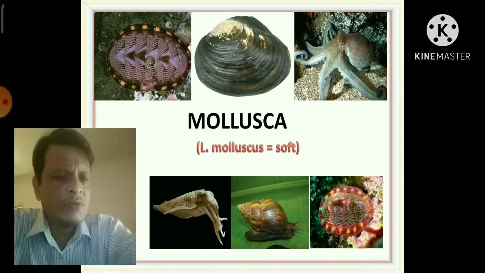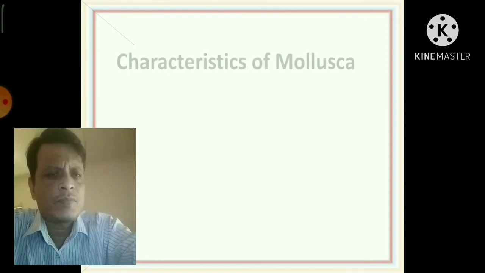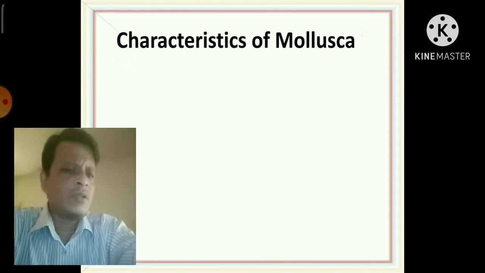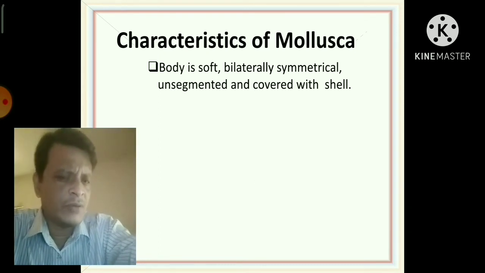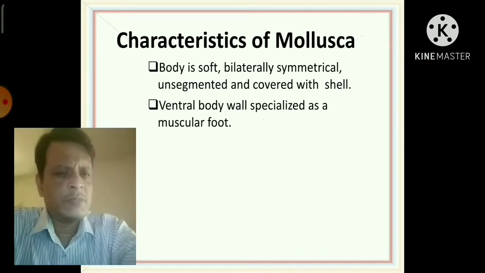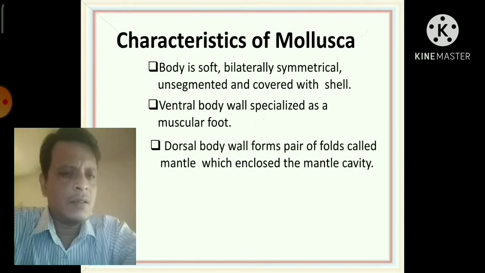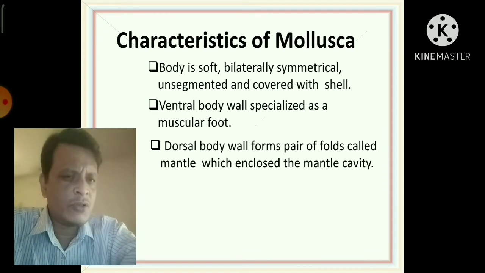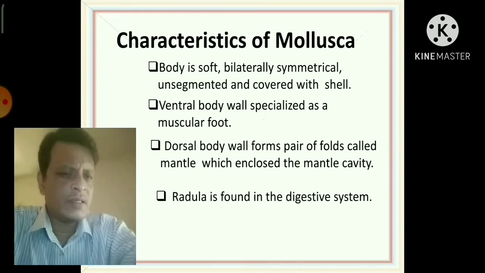Actually Mollusca comes from the Latin word molluscus, which means soft. The characteristics of the Mollusca: body is soft, bilaterally symmetrical, unsegmented and covered with shell. The ventral body wall is specialized as a muscular foot. The dorsal body wall forms a pair of folds called mantle, which enclose the mantle cavity. Radula is found in the digestive system.